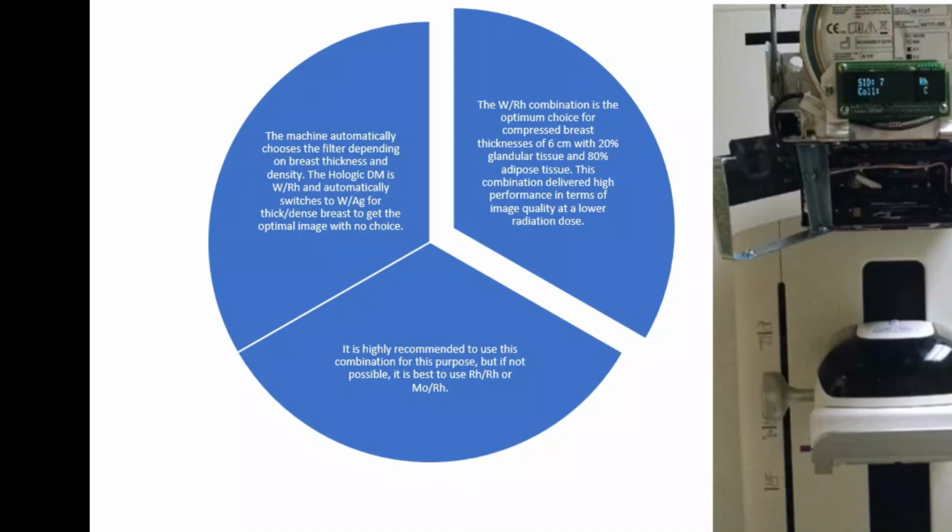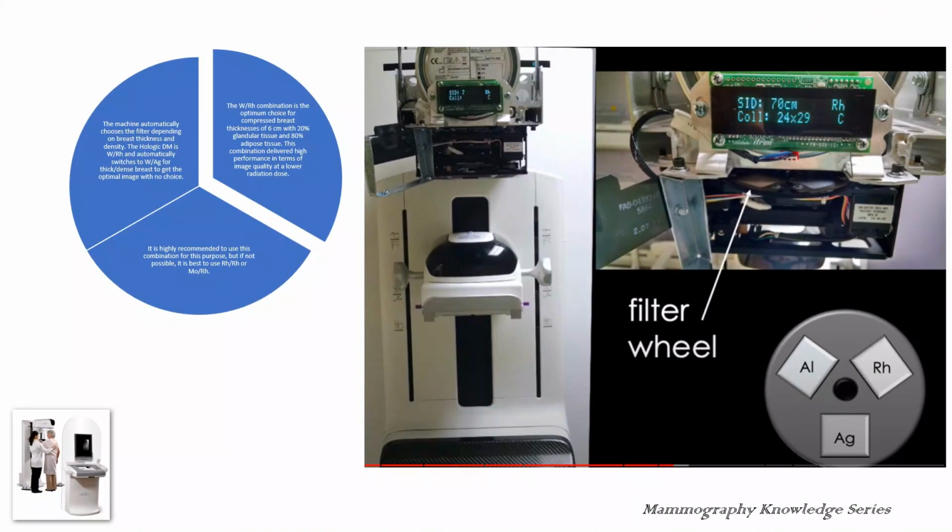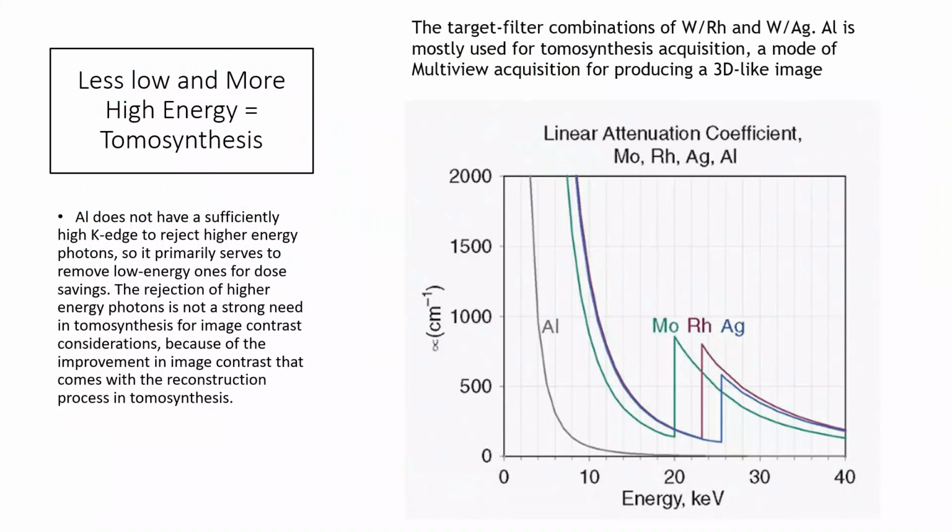Since the very dense breast only makes up a small percentage, maybe 10% of the breast, it is highly recommended to use a combination of moly and rhodium, or rhodium and rhodium, as your filter and anode combination. The target filter combinations of tungsten rhodium and tungsten silver are used mostly for tomosynthesis acquisition, a mode of multi-view acquisition for producing a 3D-like image. The moly rhodium or rhodium-rhodium combination is used for general 2D planar radiography.